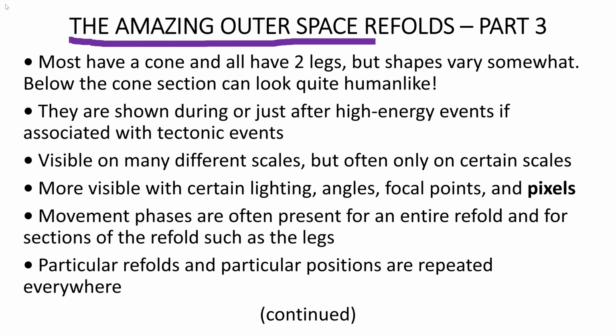The amazing outer space refolds, part 3 and final part of this presentation. So the next few slides are very critical. I'm going to talk about what is basically Rodinia. I call them outer space refolds because Rodinia made its trip with its full cone section and everything. It made its trip, as I've discussed in the previous presentations, from grasping the moon in orbit around the inner Earth, releasing the moon, and then making the journey to the inner Earth and forming Rodinia on Earth as we know it.